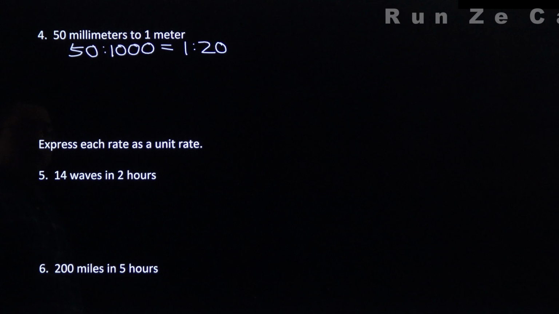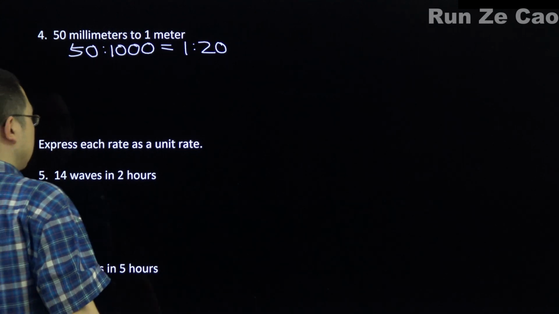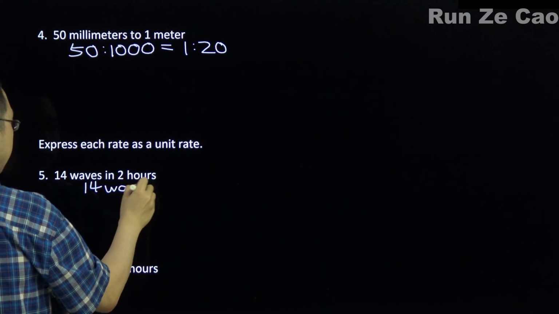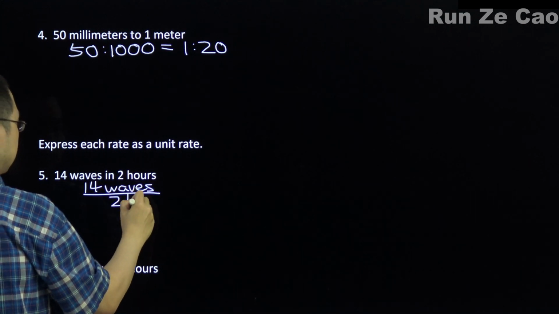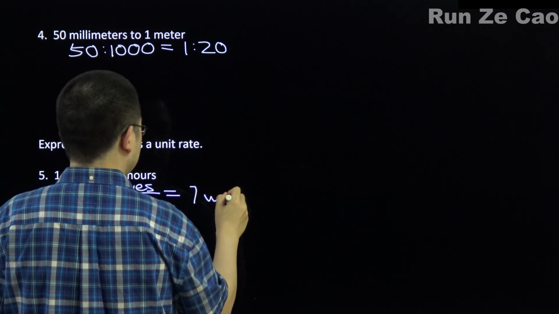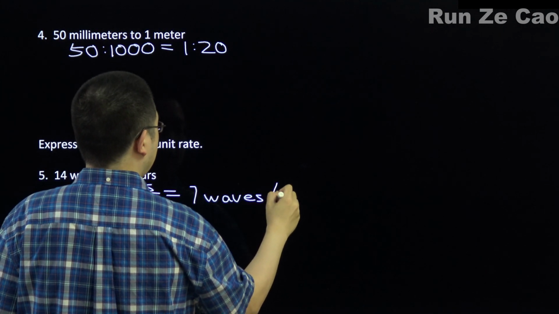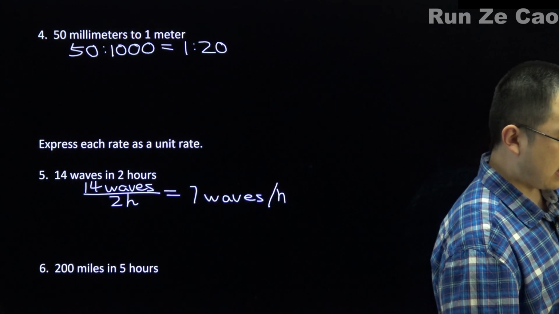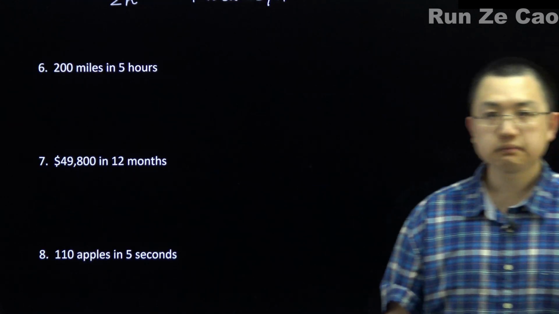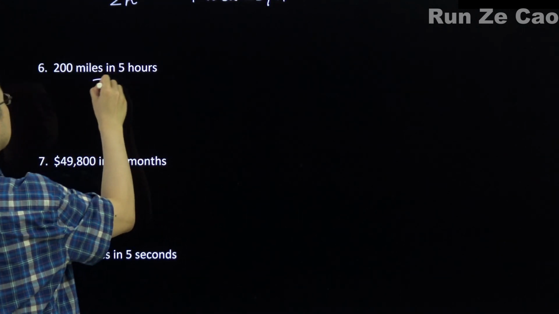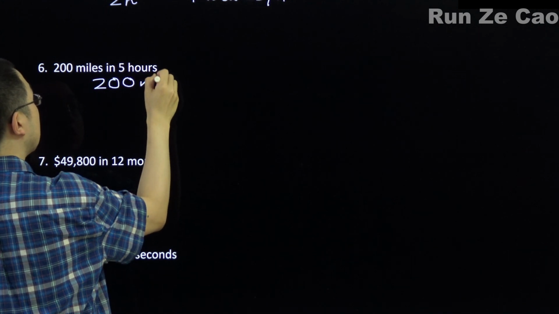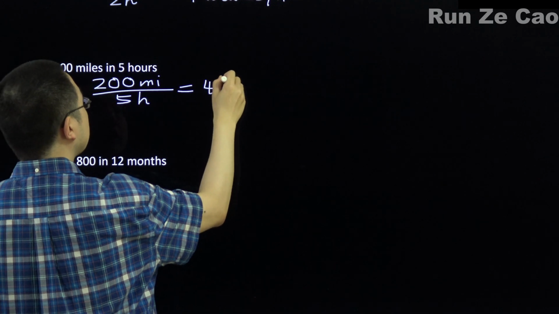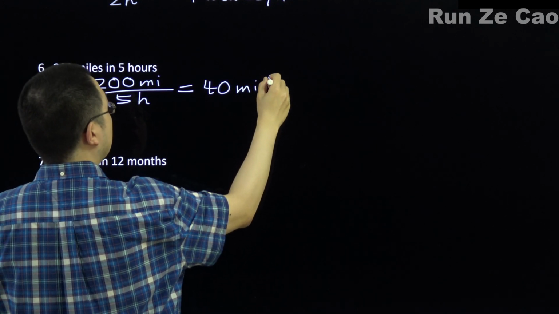Express each rate as a unit rate. 14 waves in 2 hours. Well, 14 waves over 2 hours is equal to 7 waves per hour. 200 miles in 5 hours. That's 200 miles over 5 hours, which is equal to 40 miles per hour.